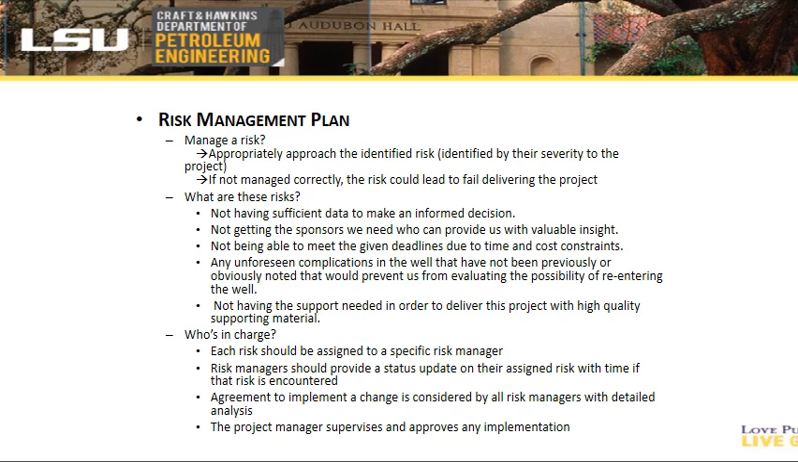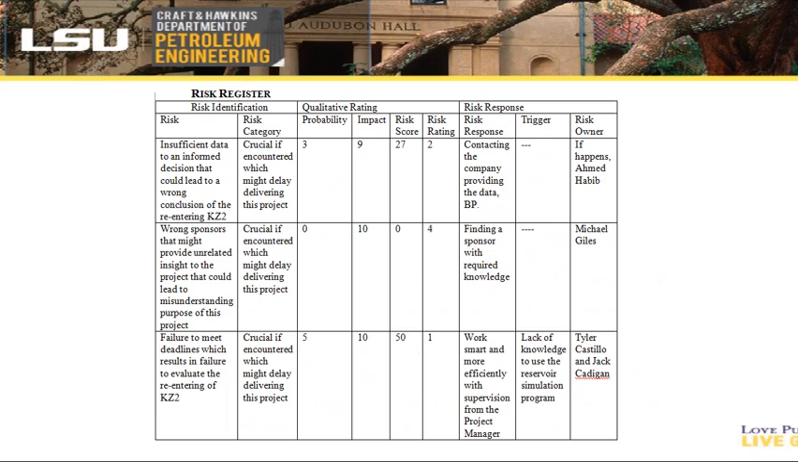In case a risk is encountered in this project, the project manager is going to assign a specific risk manager to each risk. This table shows the risk, the probability associated with it, the impact on this project, the action taken in case this risk happens, and the assigned risk manager.